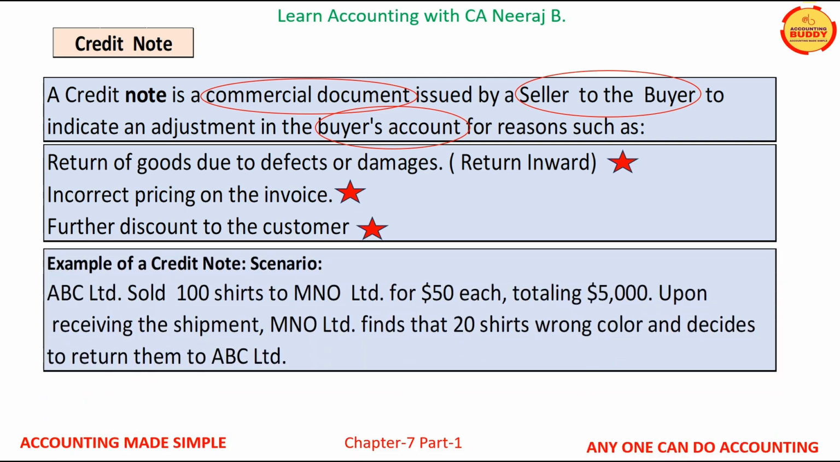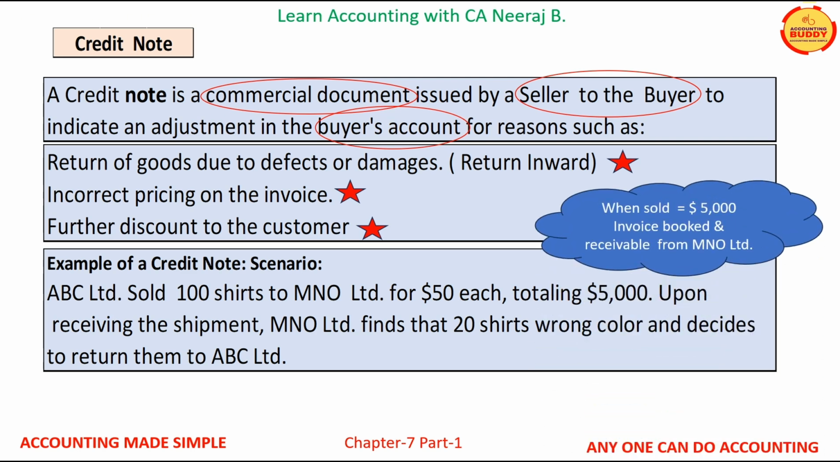ABC Limited sold 100 shirts to MNO Limited for $50 each, totaling to the billing of $5,000. Upon receiving the shipment, MNO Limited finds that 20 shirts are supplied for a wrong color and decides to return them to ABC Limited. Now, if we analyze this business scenario, when 100 shirts were sold to MNO Limited for $5,000 on credit, MNO Limited became the debtor of ABC Limited and $5,000 was receivable from MNO Limited.